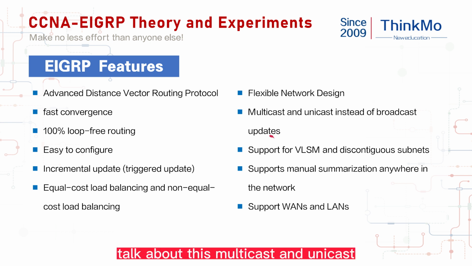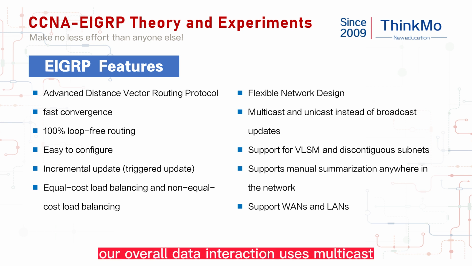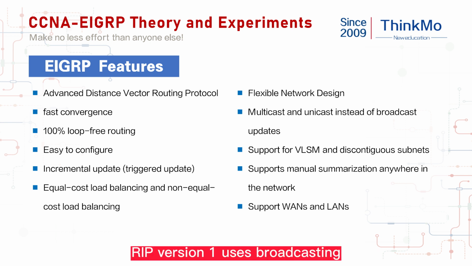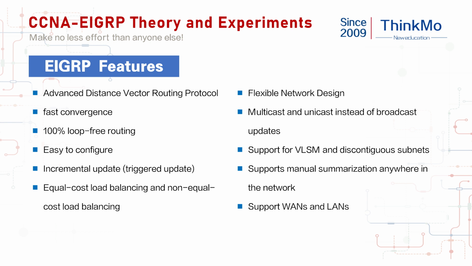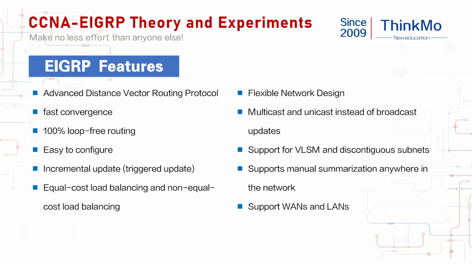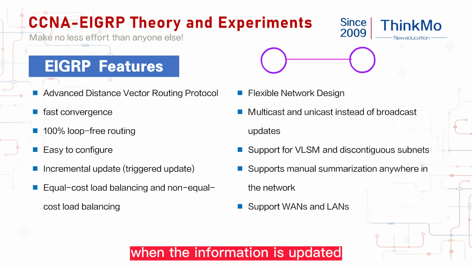Finally, let's talk about multicast and unicast. First of all, EIGRP uses multicast for our overall data interaction. Then for RIP, RIP version 1 uses broadcasting. Broadcasting is bad. I will simply draw a picture to explain. For example, now this device runs RIP. For RIP, when the information is updated.